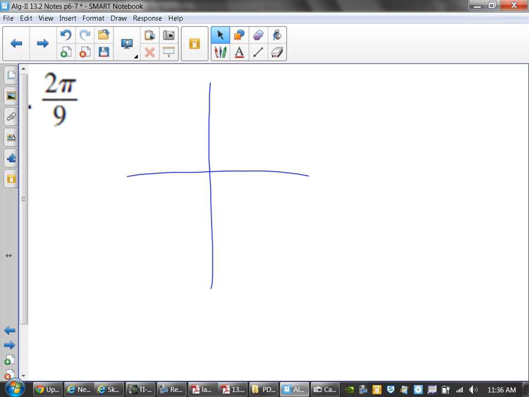Let me ask you this. Is it more than a half or less than a half? Less than a half. Is it less than a third or more than a third? Less than a third. So it's about here? That's half. What quadrant is that? That's really all you got to be able to do.